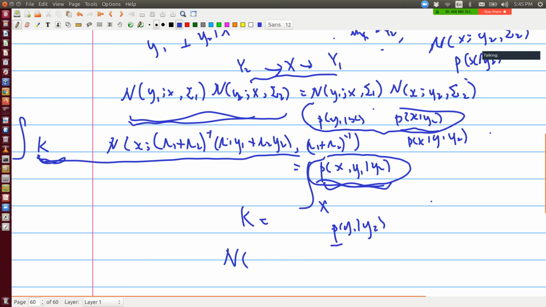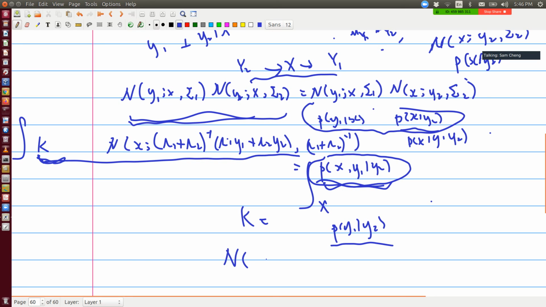This is the PDF of y1 given y2. Be careful: this one is the PDF of y1 given x, and now we want y1 given y2. First, look at what the PDF looks like.